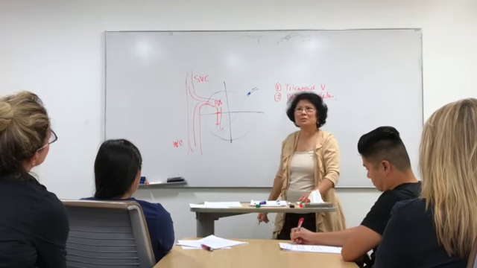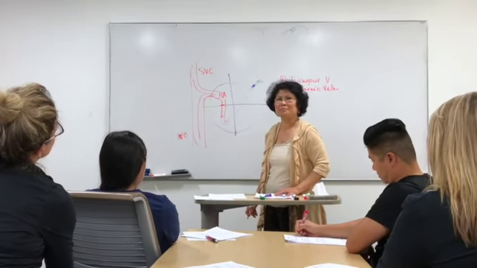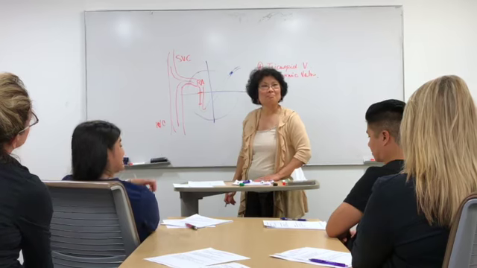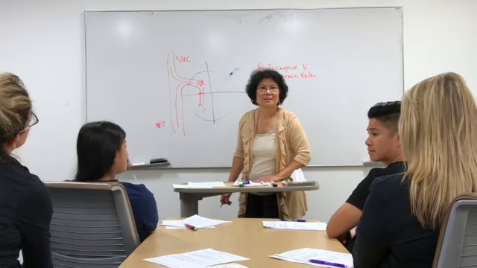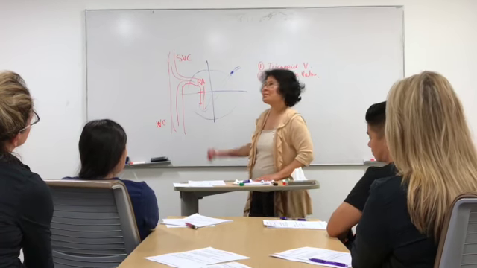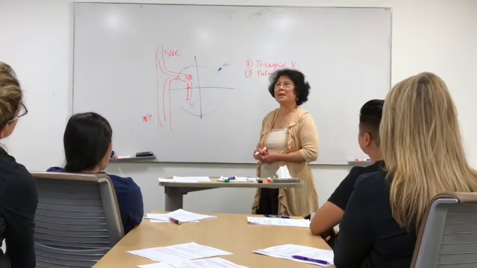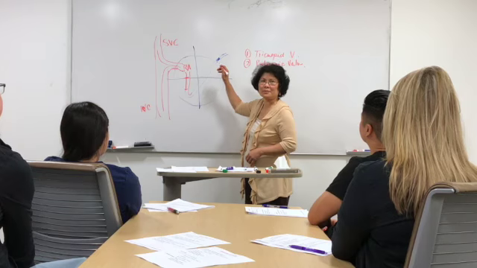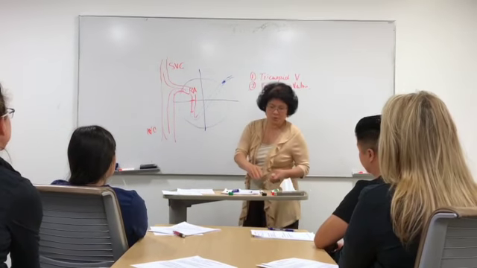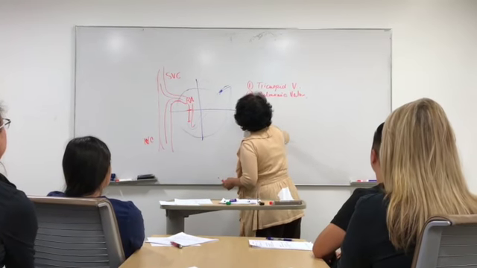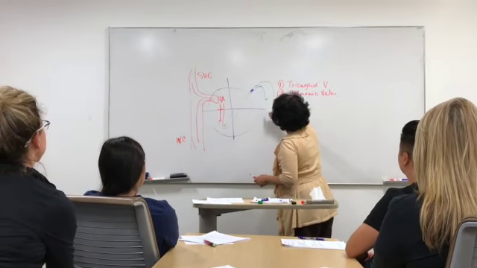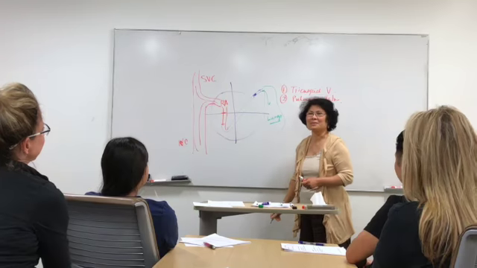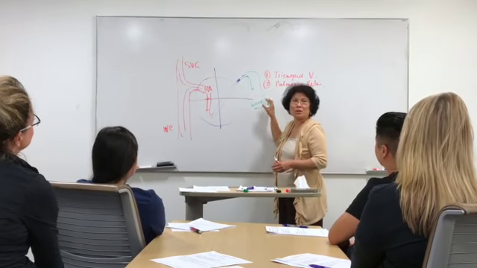Why is it called an artery when it carries unoxygenated blood? Tiffany? Because it's going away from the heart. Very good. So this is actually the exception to the rule. It's an artery and yet it carries unoxygenated blood because it's going away from the heart. From here it goes to an important part of the body, the lungs. From here now, the blood is being oxygenated.